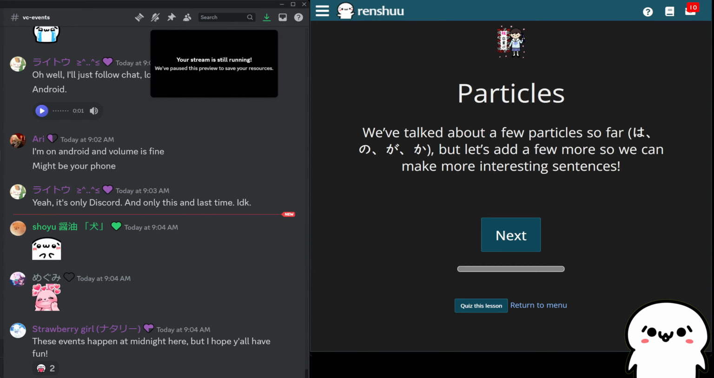Hello everyone. Today we will be working with particles. We actually have kind of talked about particles without talking about them a few times. Up until now we've gone over the wa, no, ga, and ka particles. But today we're going to focus just on particles, what they do, how they work, and then focus on a few of the more common ones. And actually, this lesson and the next two lessons after this will be all particles. So let's really focus in on them.